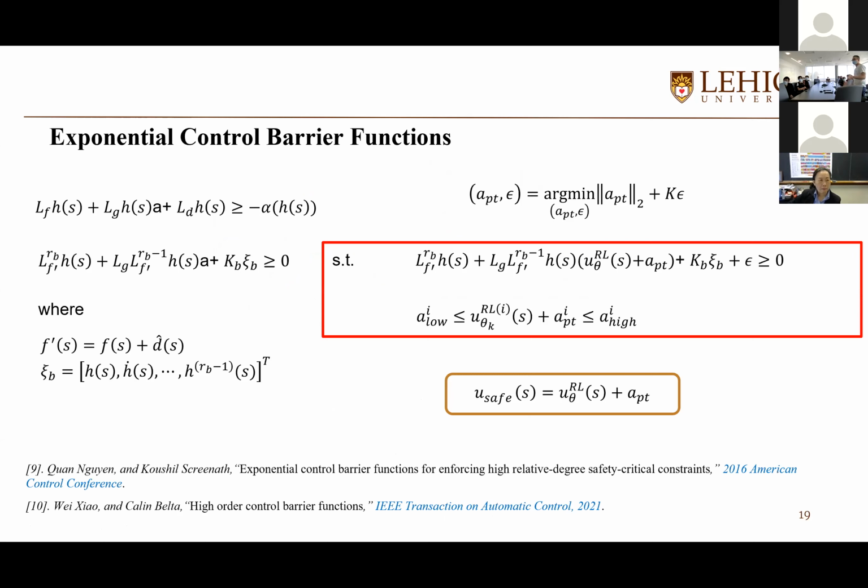And then we need to use control barrier functions with the Gaussian process to generate the safe controllers. The standard control barrier function form is this form. And we can see that it cannot handle higher order control barrier functions. So in this work, we use exponential control barrier functions in this form. And here F prime is this, and E hat is the estimation using the Gaussian process. And finally, we can formulate a quadratic program at each time step so that we can propose a minimum perturbation to the RL controllers to generate the safe controllers.